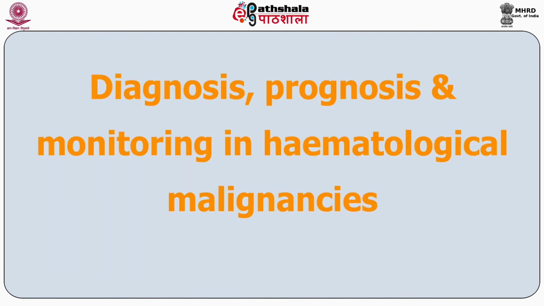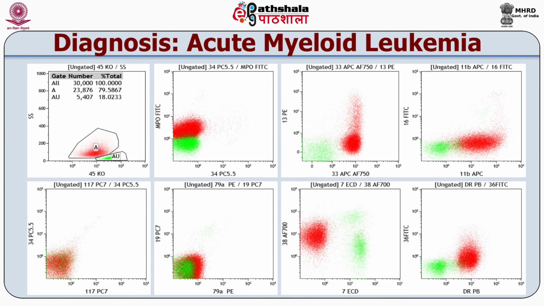Now, we come to the second set of applications, which involve the diagnosis, prognosis and monitoring of hematological malignancies. The best example of simultaneous multiparametric analysis by flow cytometry is the immunophenotyping of leukemias and lymphomas. Immunophenotyping as part of the diagnostic workup of hematological malignancies offers a rapid and effective means of providing a diagnosis. In this example, the bone marrow cells have been labeled with different antibodies.